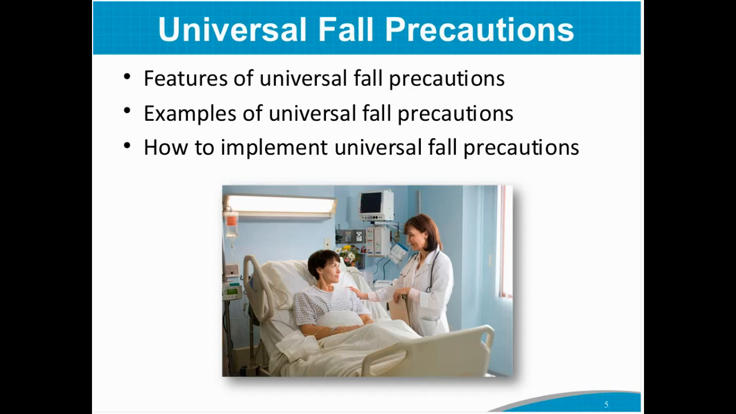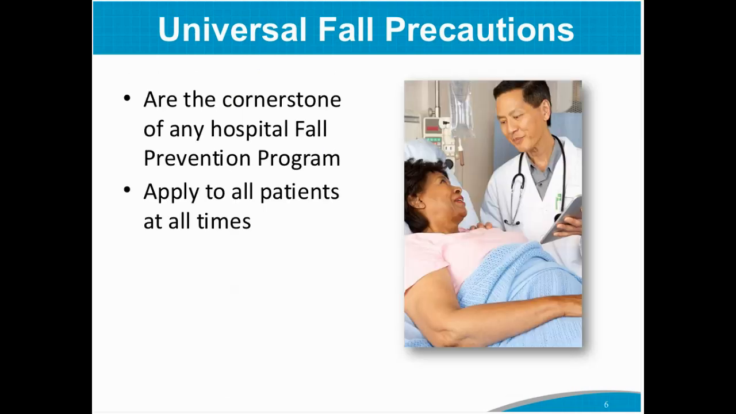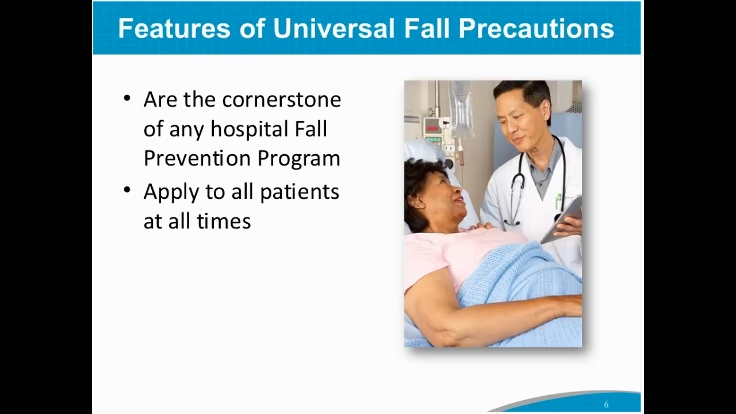We'll start by talking about universal fall precautions. Specifically, we'll address the features of universal fall precautions. We'll give some examples, and then we'll talk about how you implement them. Universal fall precautions are the cornerstone of any hospital fall prevention program. They apply to all patients at all times, and consistently applying universal fall precautions to all patients can help eliminate preventable falls that are caused by environmental conditions.